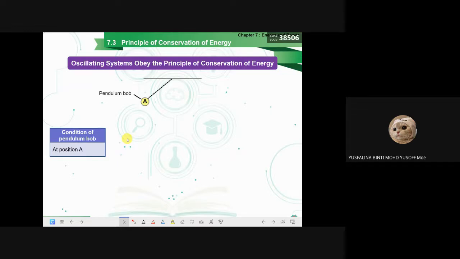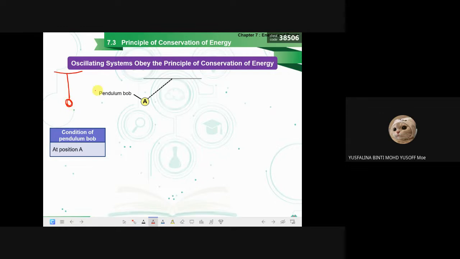Okay, so now we're using an oscillating system. So this is the pendulum bob. Let's say this is the rope or a thread, and I tie it to the pendulum bob. So this is the original position. If you didn't give any force to the pendulum bob, it will stay at this part, still like here.